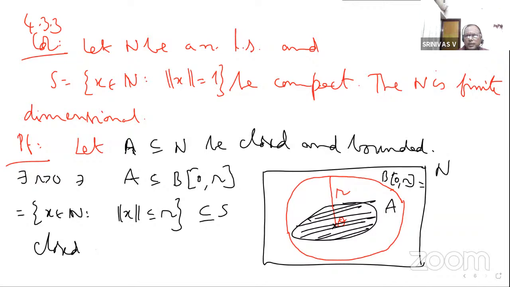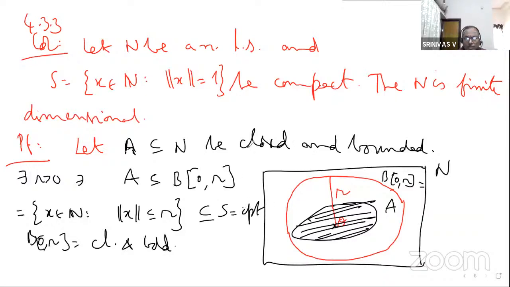So let me put this in words. B(0, r) is closed and bounded. And we are assuming S is compact. In fact, we don't need this, because your A is contained in S, and S is compact by assumption.